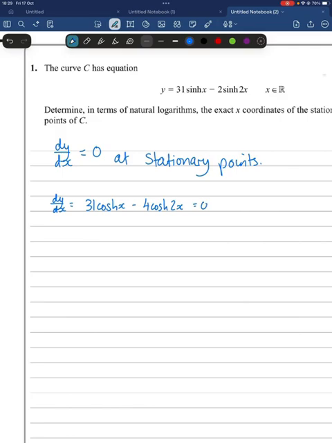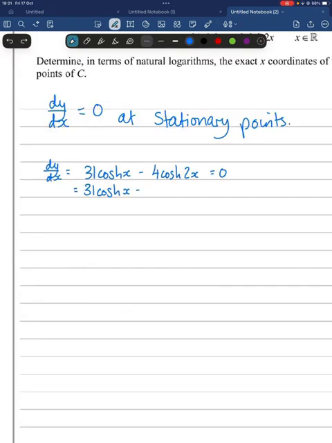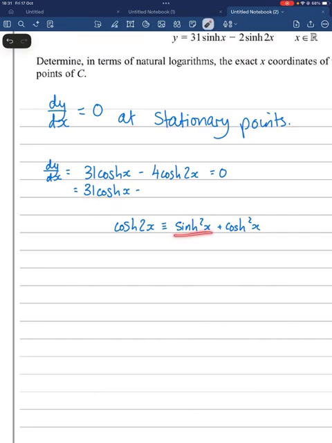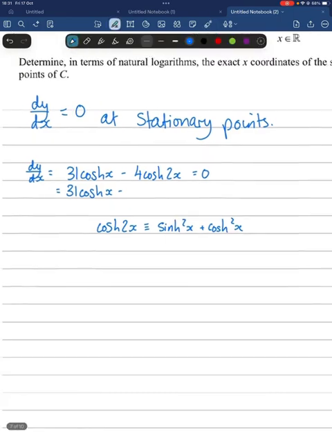So now we just have to set this equal to 0. We can't solve this unless we have everything in terms of just one x. So this is 31 cosh x minus 4 cosh 2x. What identity do we know for cosh 2x to make it into a normal x? Well, cosh of 2x we know is sinh squared x plus cosh squared x from the video on Osborn's rule. But if we make this substitution, we'll have cosh x here, sinh squared x here, and cosh squared x here. So that's not really helping. So we have to try and transform this.